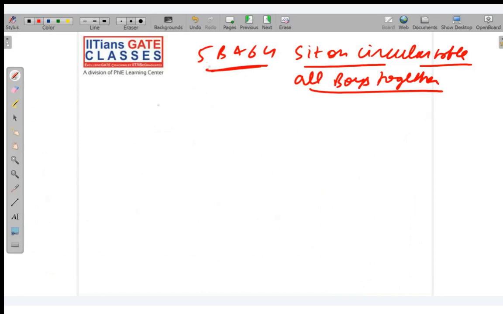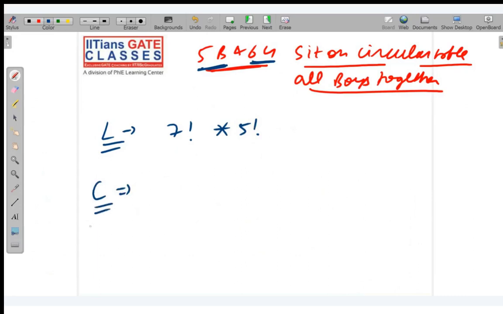So if it was a linear arrangement, in case of linear, I will apply glue on the boys. So 6 objects are there, and 6 plus 1 is 7. So 7 factorial ways to arrange them, and then the boys can be arranged in 5 factorial ways. So for linear, 7 factorial into 5 factorial. I think everybody is comfortable with it.